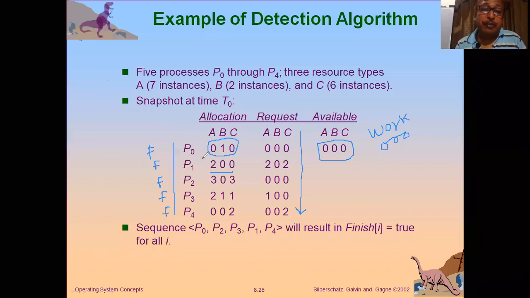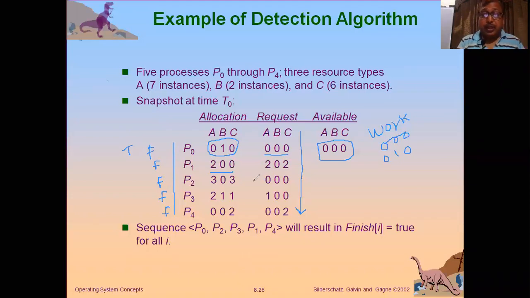Now I have to find a process whose request can be satisfied from this Work. So P0 is one such process, which is not demanding anything. So I will assume that P0 will finish its work and return the resources which are allocated to it. So the resources 0, 1, 0 will be added to the Work. My Work will now be 0, 1, 0, and P0 is now true.